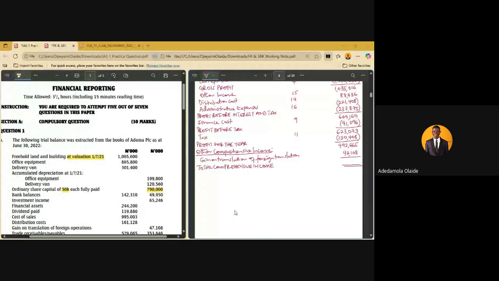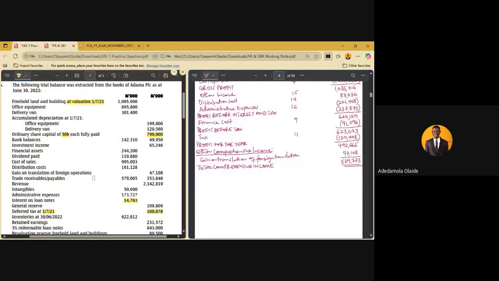What is our total comprehensive income? 539,773. Okay, we are done with one aspect of the requirement. We move to the next one.